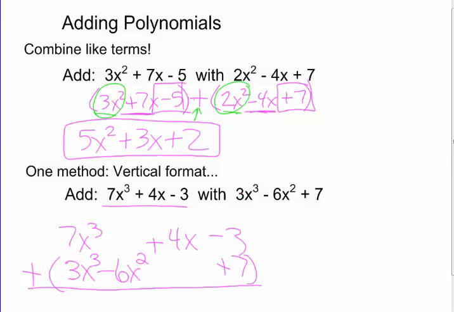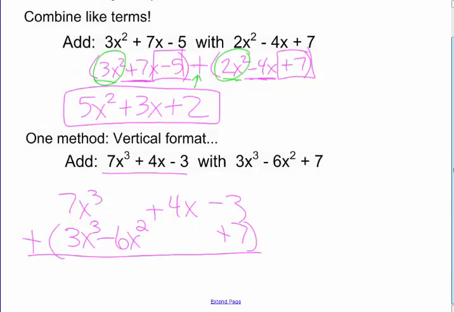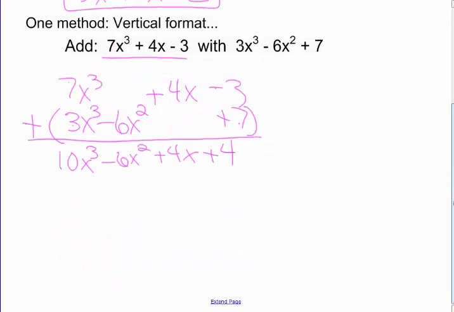Okay, is everybody okay with what I did there? And then you add. So 7 plus 3 is 10. The variable does not change. That's x to the third power. Minus 6x squared plus 4x, and then you have a negative 3 plus a positive 7 plus 4. So then that is your final answer.